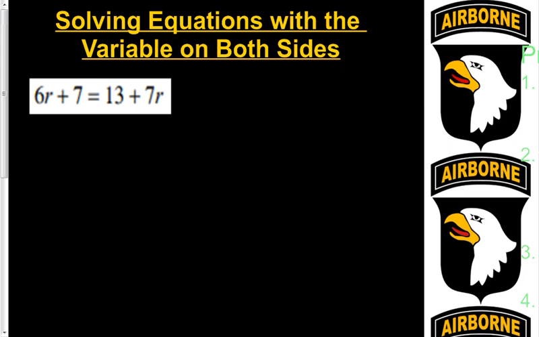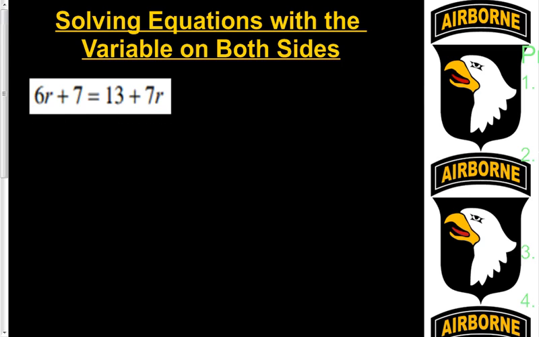But let's just say we have this equation right here. 6r plus 7 equals 13 plus 7r. All right. If you look here, we've got no distributing to do, no combining of like terms, because the left side, you can't combine these. The right side, you can't combine those. So there's no combining of like terms to do here.